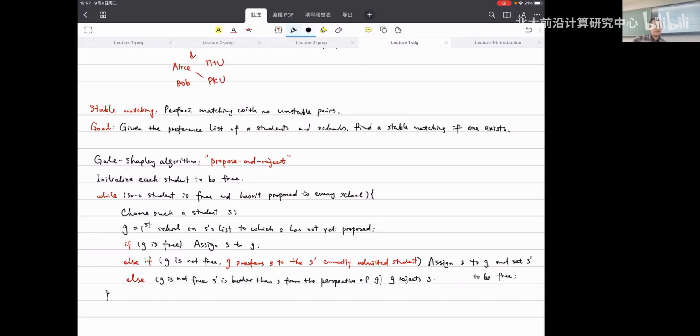It depends on whether the school is free, or maybe it's not free but the school prefers the student S rather than the student S prime that is currently assigned to the school. Then the school G is going to switch. Or else, if the student S is not preferable compared to S prime, then G just rejects that. So this is the Gale-Shapley algorithm.